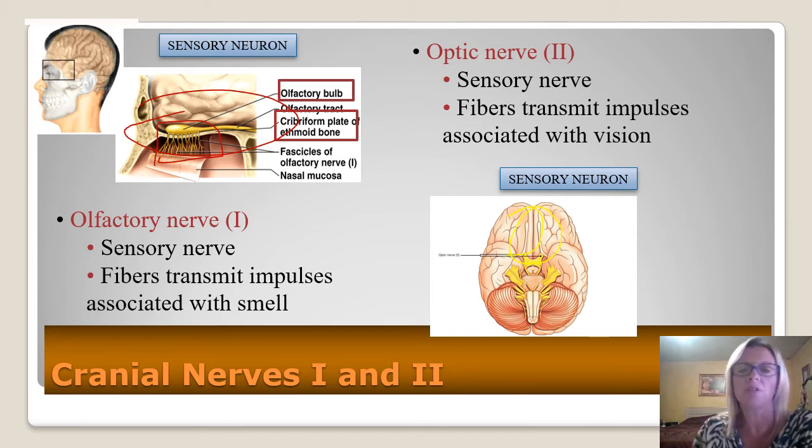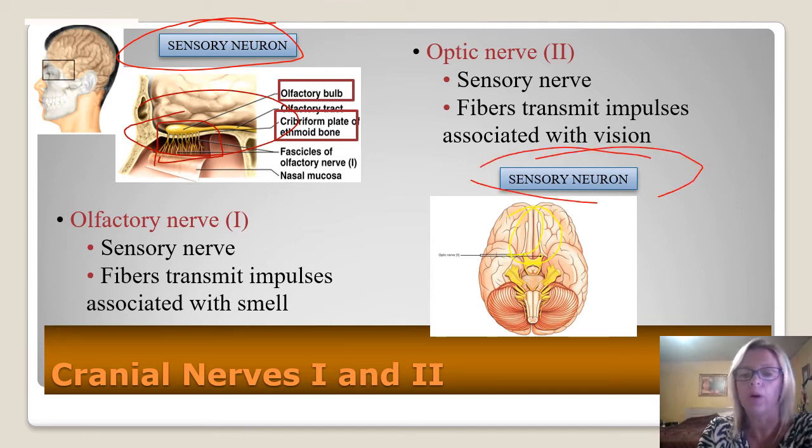Now I want you to notice that I have color coded a little bit here for you. If it is sensory, I've put it in blue. To help you remember that, I try to use color coding as well.